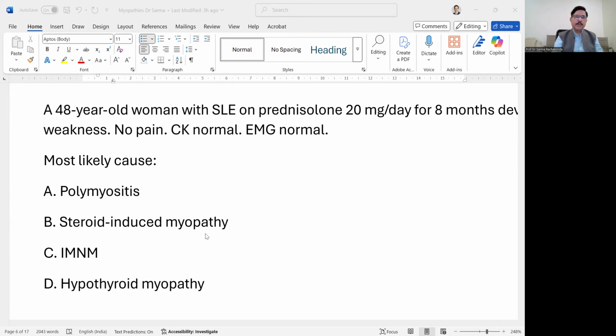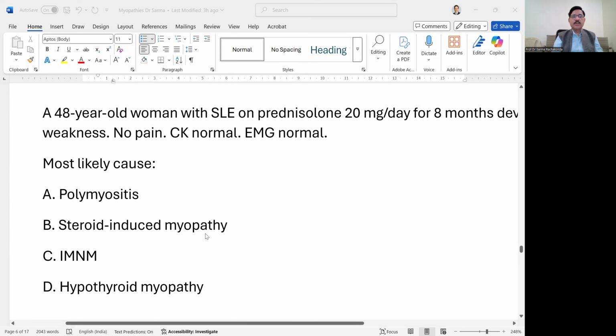This is a typical steroid myopathy, and IMNM is not steroid triggered. It is statin triggered. Here she is taking steroid. That is why it is steroid induced myopathy. B is the answer. Proximal weakness, chronic steroid use, normal CK. That is steroid induced myopathy.